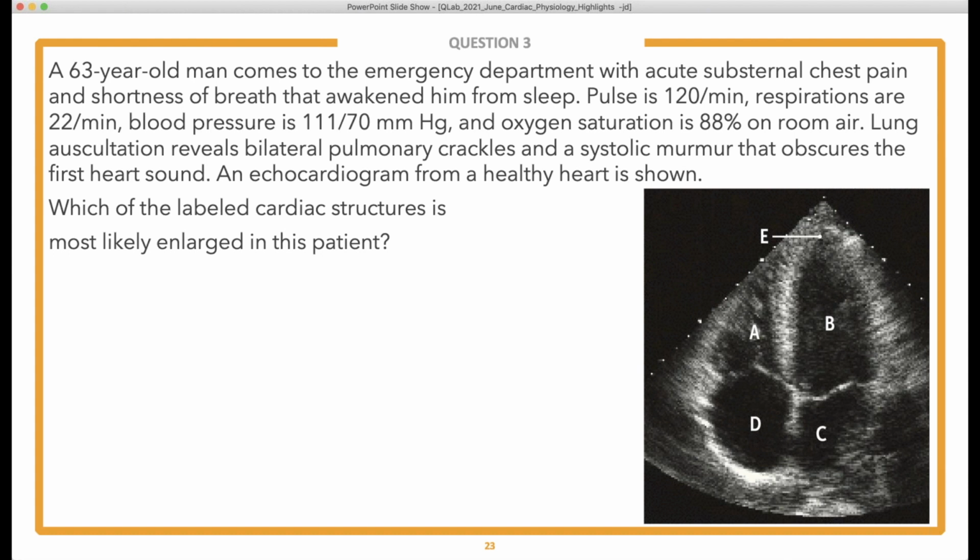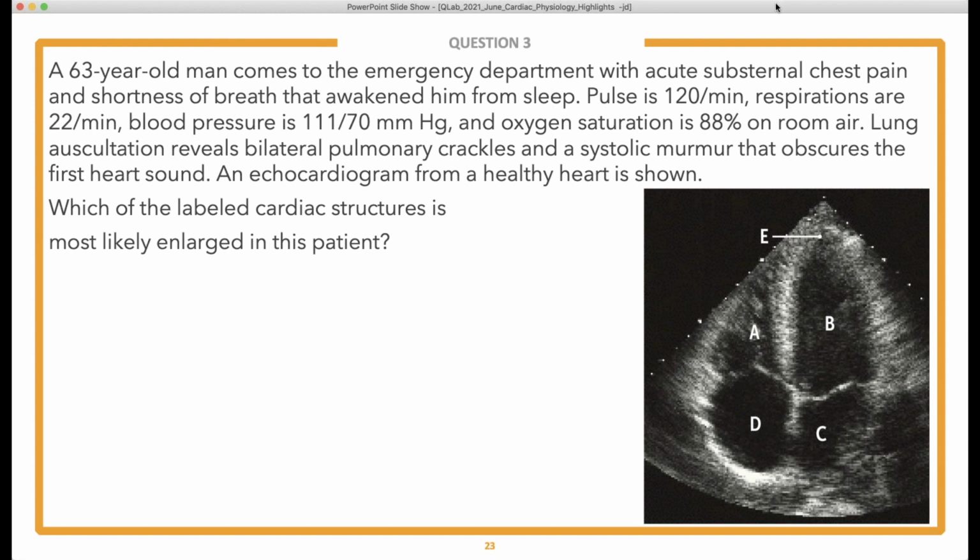A 63-year-old man comes to the emergency department with acute substernal chest pain and shortness of breath that awakened him from sleep. Pulse is 120 per minute. Respirations are 22 per minute. Blood pressure is 111/70. And oxygen saturation is 88% on room air. Lung auscultation reveals bilateral pulmonary crackles and a systolic murmur that obscures the first heart sound. An echocardiogram from a healthy heart is shown. Which of the labeled cardiac structures is most likely enlarged in this patient?